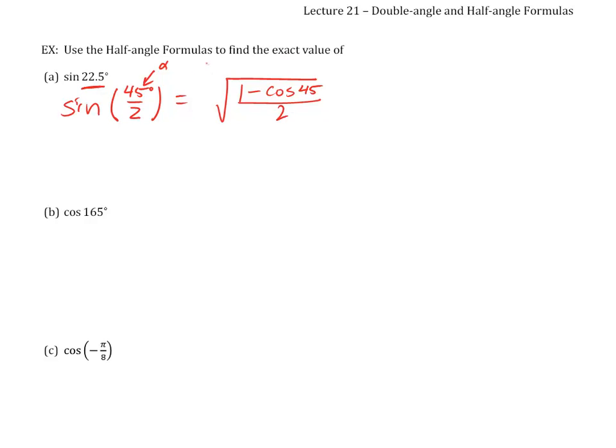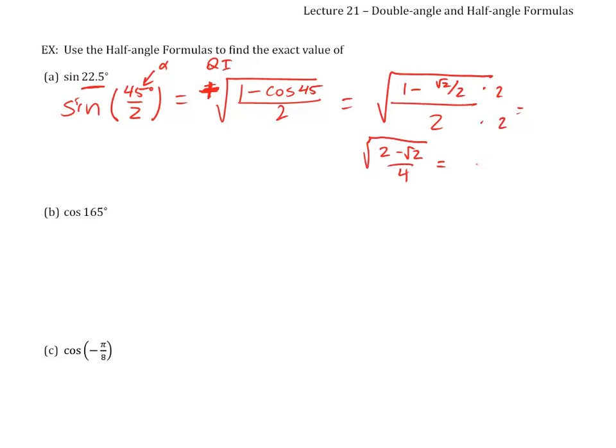And because we're in the first quadrant, this is going to be a positive value. All right, so the square root of 1 minus square root of 2 over 2, divided by 2. And with a little bit of algebra, we simplify that. The easiest way is just to multiply the top and bottom by 2, and you end up with the square root of 2 minus the square root of 2 all over 4, or the square root of 2 minus root 2 divided by 2, because you take the root of the top and the bottom. And there is your exact value for sine of 22.5.